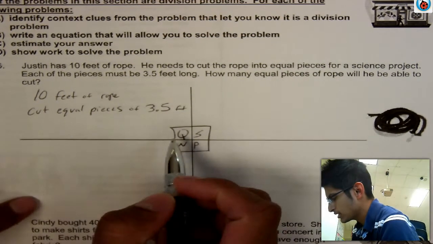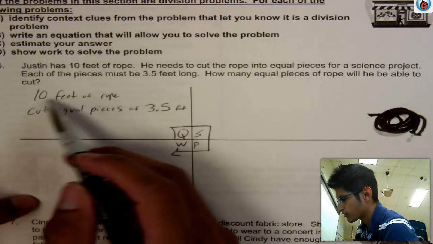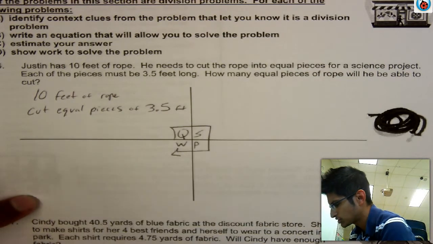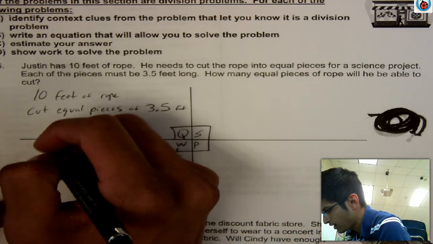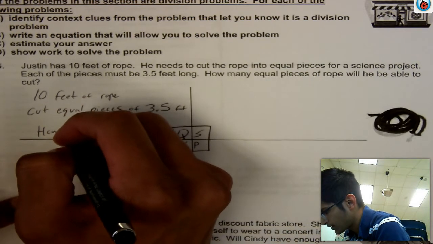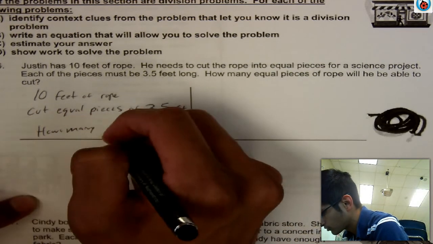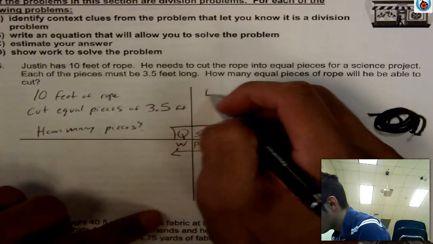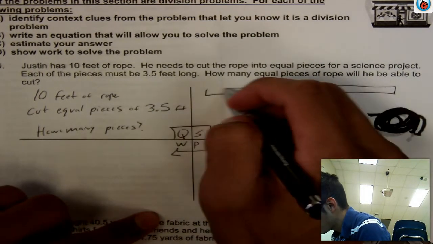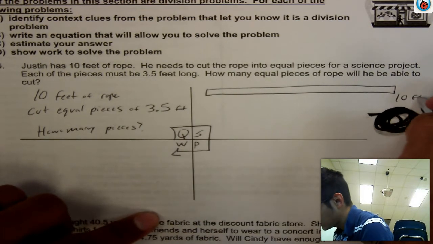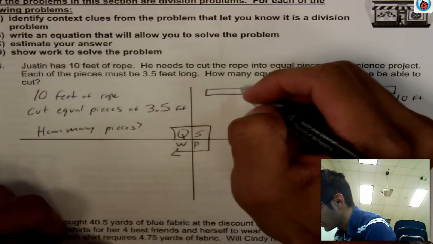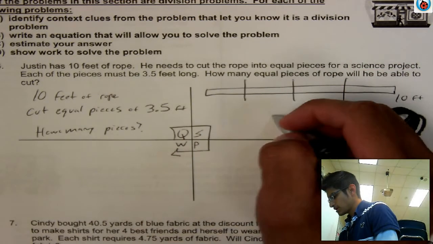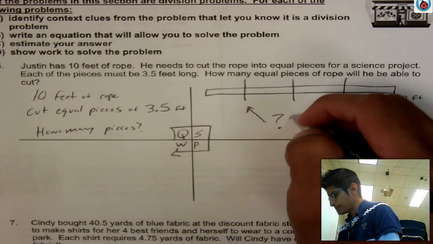So my important information is that there's 10 feet of rope. He needs to cut equal pieces of 3.5 feet each. And the question is, how many pieces can he make? So I'm going to draw this out. So here's my rope. And my rope is 10 feet long. And he needs to cut equal pieces of 3.5 feet. So he needs to cut pieces of 3.5. And the question is, how many pieces can he cut?